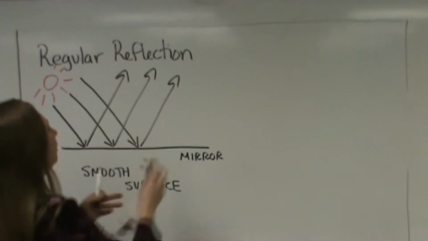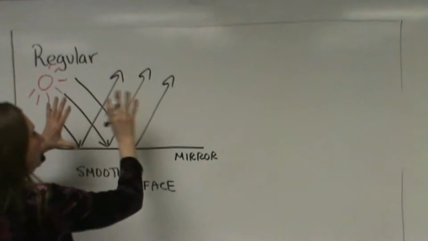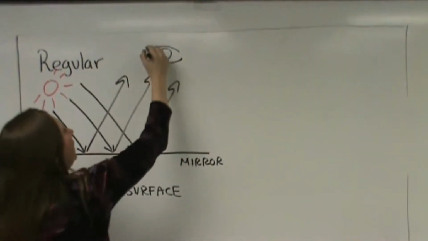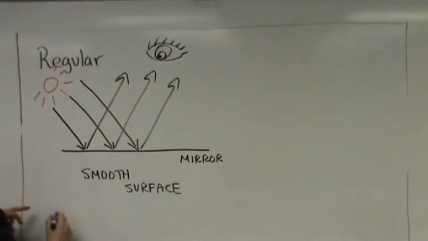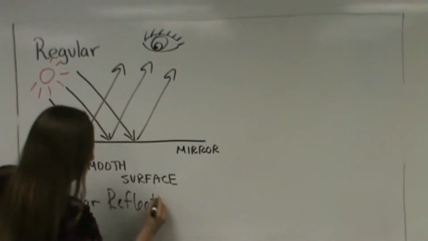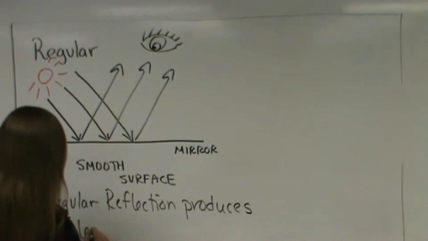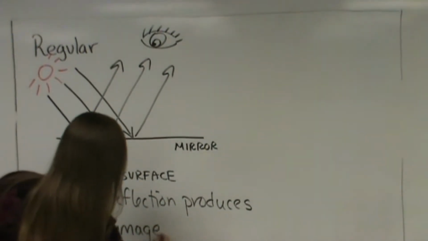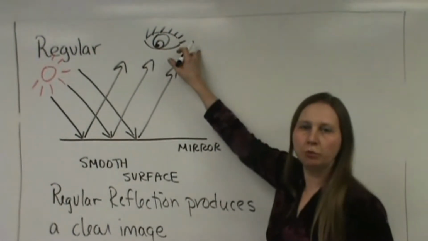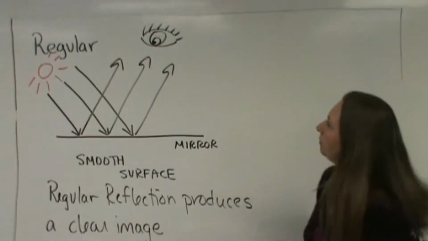If we put a little eye over here, in other words, somebody looking at the image, they will see a clear image, right? Regular reflection produces a clear image. In other words, this person will see an image that is not fuzzy. They will clearly see the image.